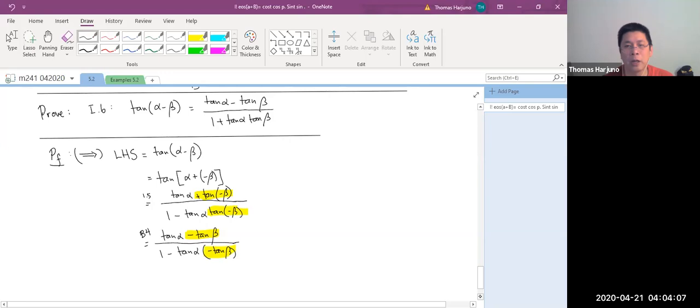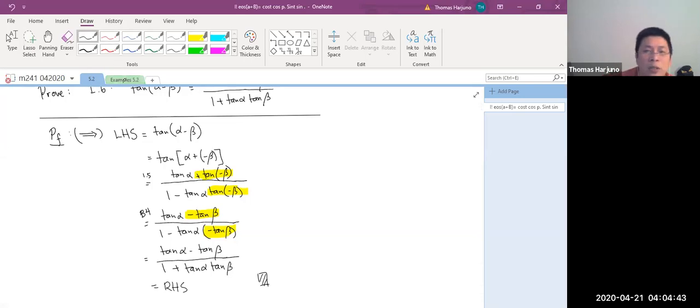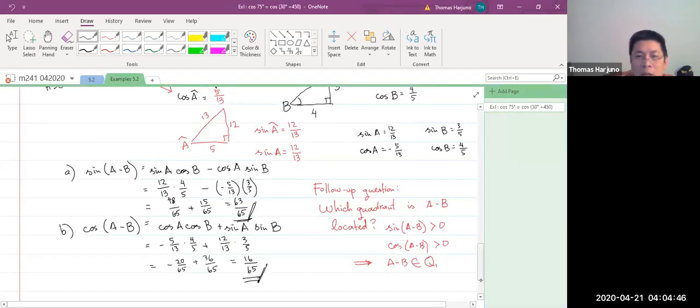Then a little cosmetic, but necessary: tangent alpha minus tangent beta over, I pull the negative to this negative sign, it becomes 1 plus tangent alpha tangent beta. That's the right hand side we need to prove. So with this said, I already proved group 1. What is left to do is some exercise. Actually, let's continue with this here.